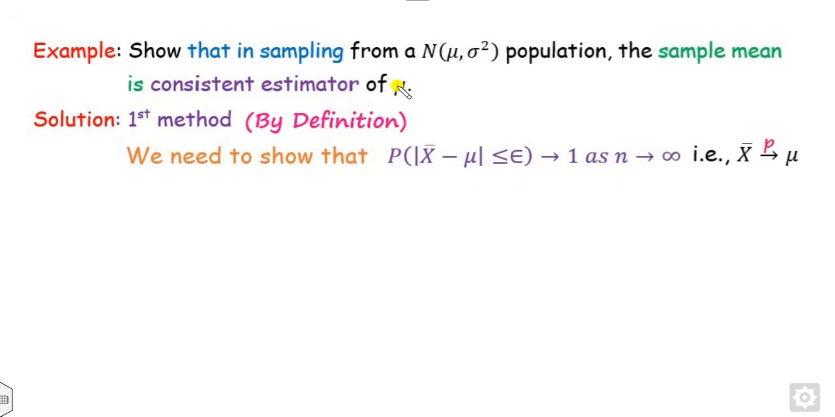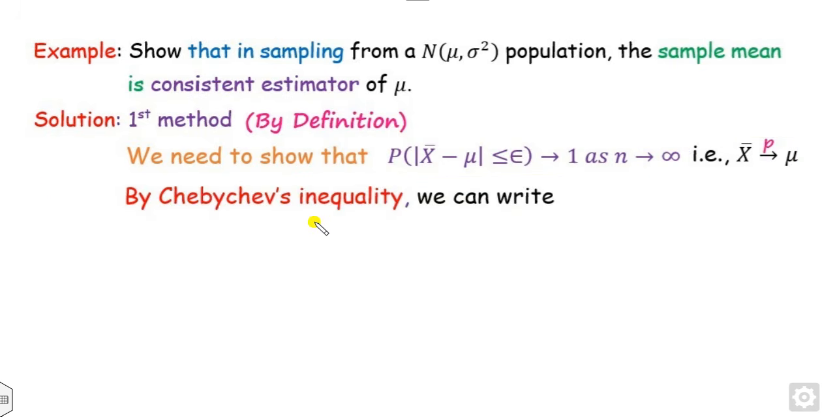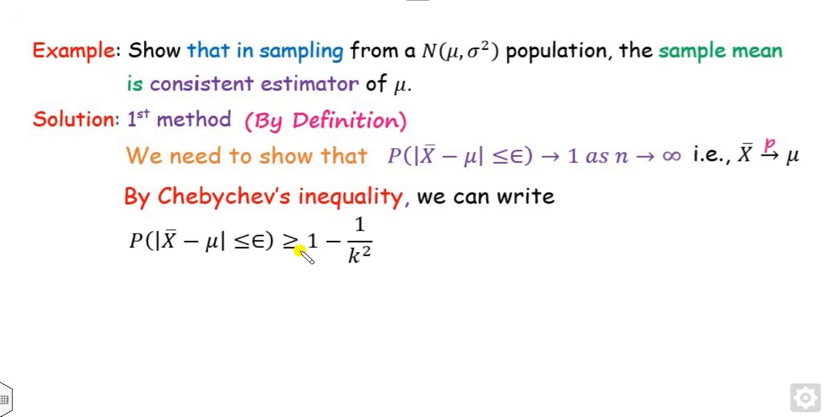So what is the meaning of that? In order to prove this sample mean is consistent, you have to prove this part, and by the definition you have to prove this result. So whenever there are inequalities, we always start with the Chebyshev inequality. So what does the Chebyshev inequality suggest to you? This will be here.